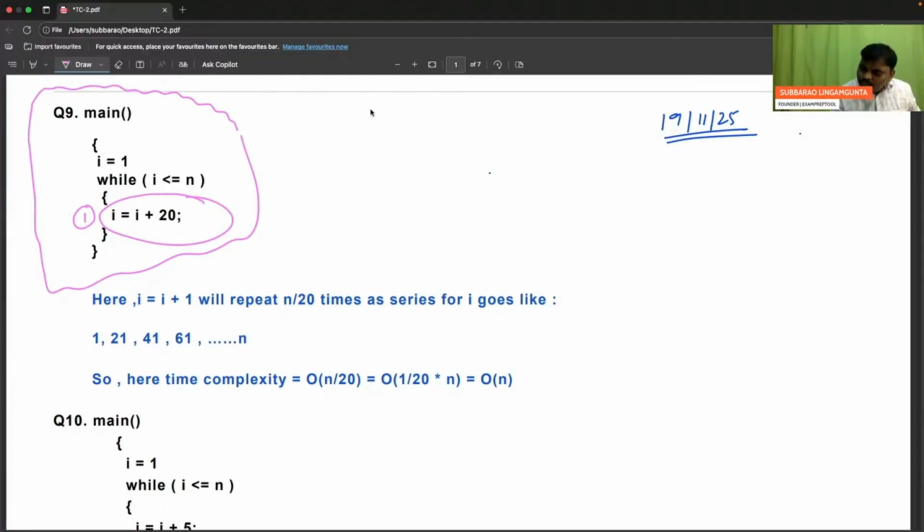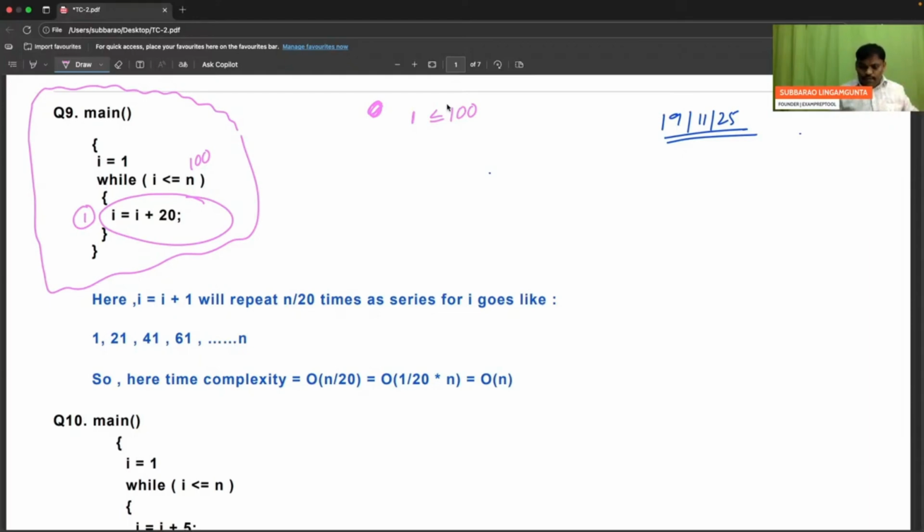So what I mean to say is, suppose n is 100. Initially I value 1. 1 less than or equal to 100, condition satisfied, so you will go inside. Observe this. The 8 problems were small basics. It is the 9th problem. From now onwards, some logics will start.